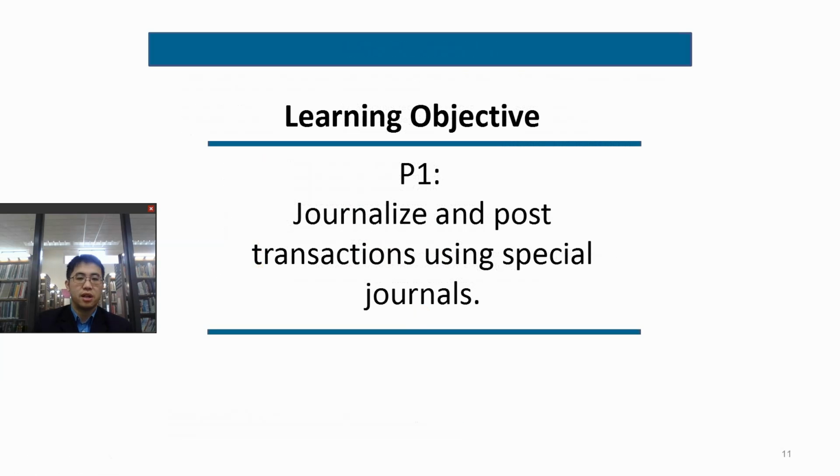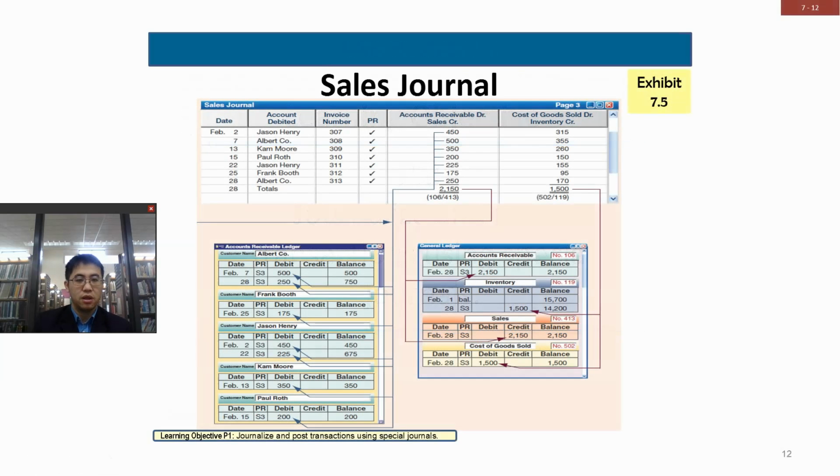Now, how to journalize and post transactions using special journals. This is a sales journal. These are the people who buy things from you, and they will pay you in the future. Whenever a sale is recognized, you will build an account receivable as a debit. Then you have these numbers for each buyer, and for each buyer there is a date for the sale to happen. There is also a ledger built for each particular company. This is called a subsidiary ledger.